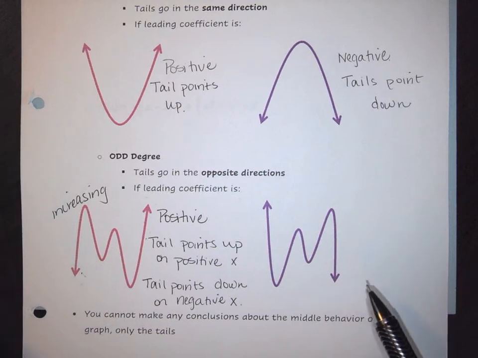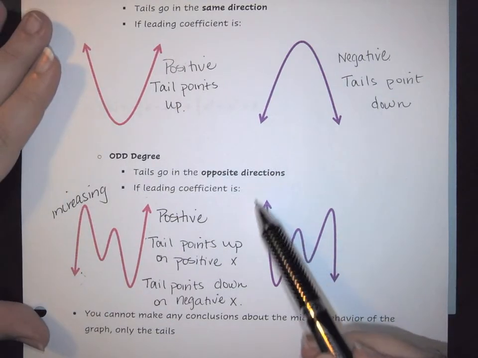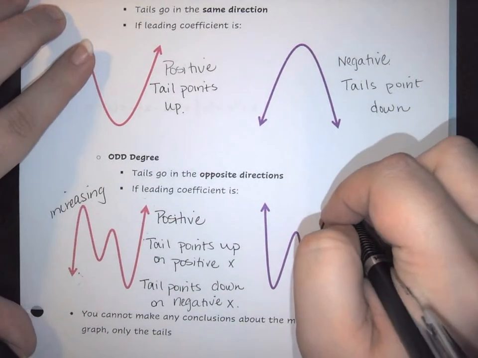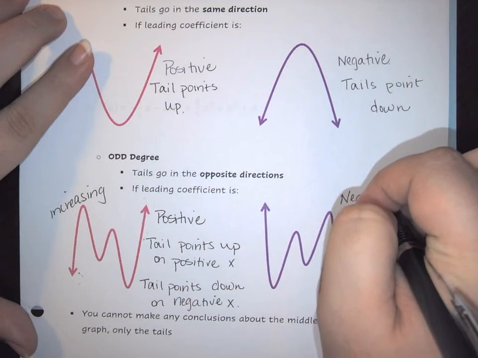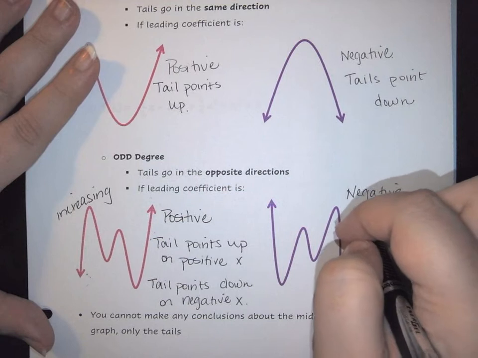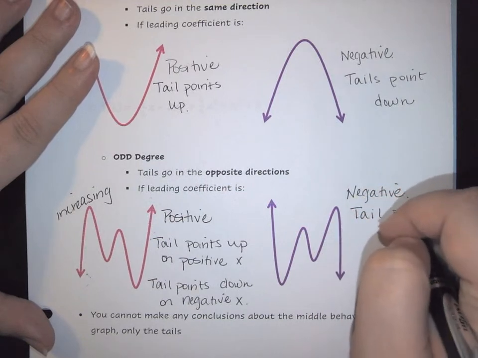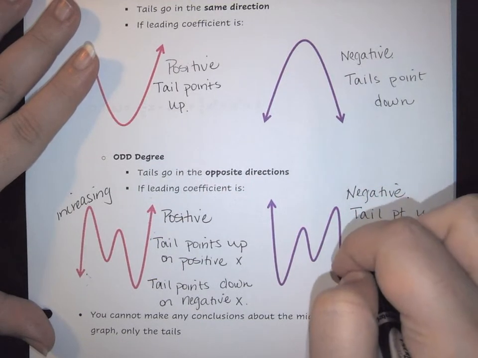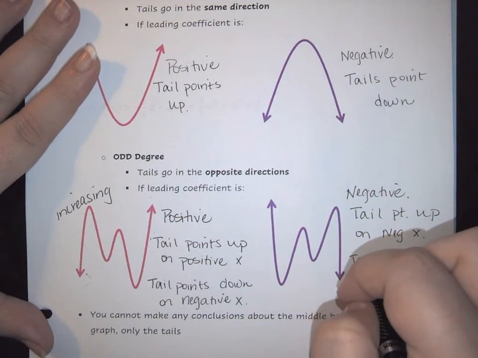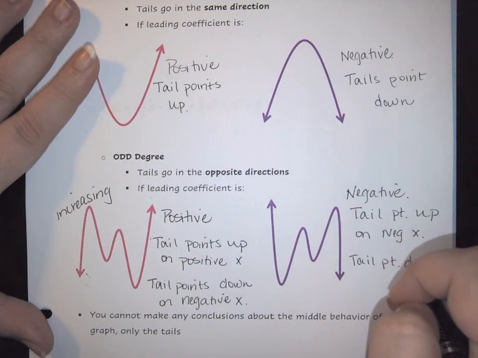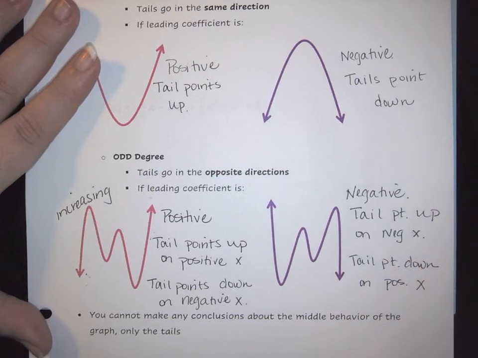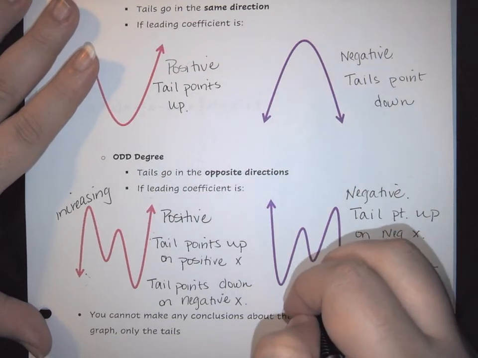That means the other, where my left-hand side points up and the right-hand side points down, this one is going to be your negative. It means the exact opposite. So in this case, what you'll notice is that your tail will point up on the negative x side, and your tail will point down on the positive x side. We like to call this one decreasing.